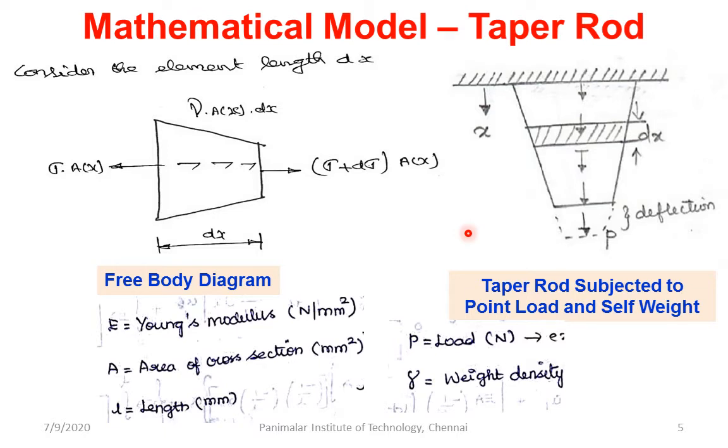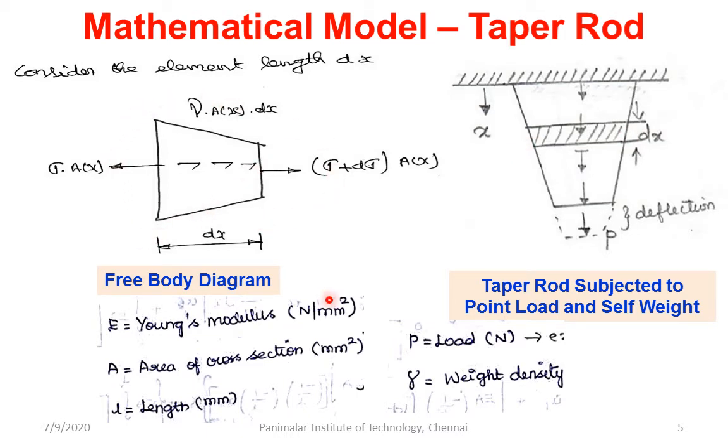We will see the procedure. So now here I am showing that taper rod, which is fixed at one end, and in the free end the point load is acting, and we are considering the self weight also. Now to establish this mathematical model, we are going to consider the elemental length dx. For this elemental length dx, we are going to draw the free body diagram.